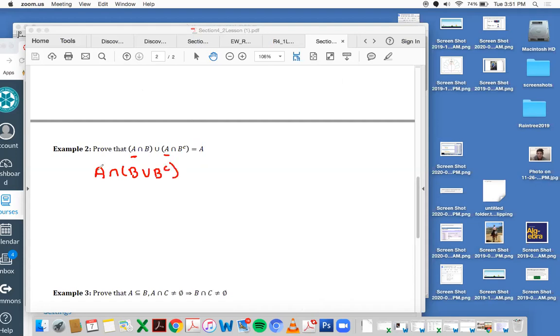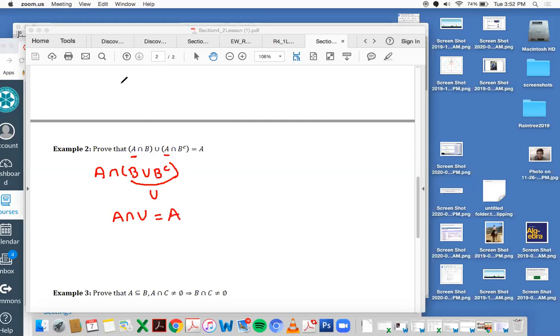Okay, and then think if you distribute, then the intersection is going to distribute with the union in the middle. All right, I think this is a law, right? So this B united with B complement is the universal set. So I end up with A intersect with the universal set. And this is also a law that says if I take the intersection of a set with the universal set, then that's the set itself.